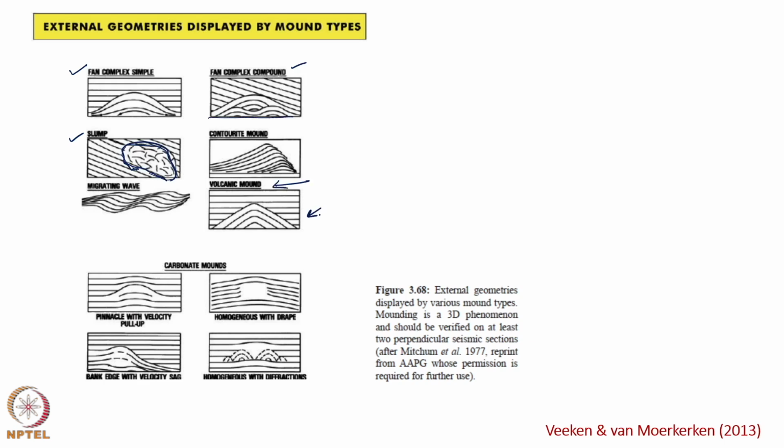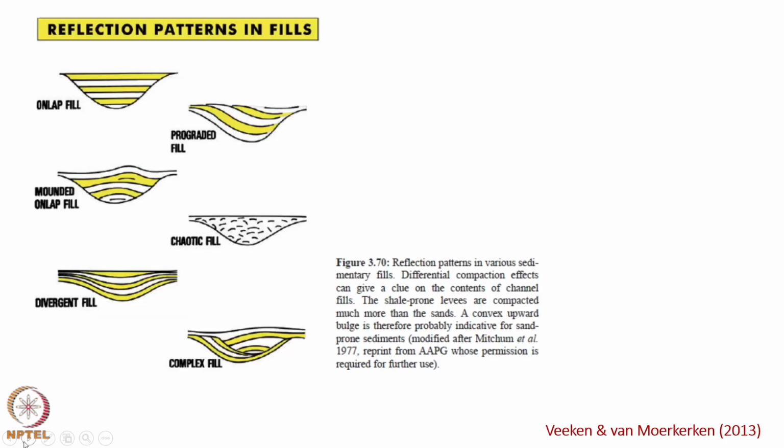Volcanic mound would have this kind of seismic reflection profile. Amongst the carbonate mounds, pinnacle with velocity pull up, this is a homogeneous with drape, this is the drape. Bank edge with velocity sag is here, and several other varieties are there. Reflection patterns within fill: this is onlap fill, this is prograded fill, this is mounded onlap fill, this is the chaotic fill, this is the divergent fill, this is the complex fill pattern.